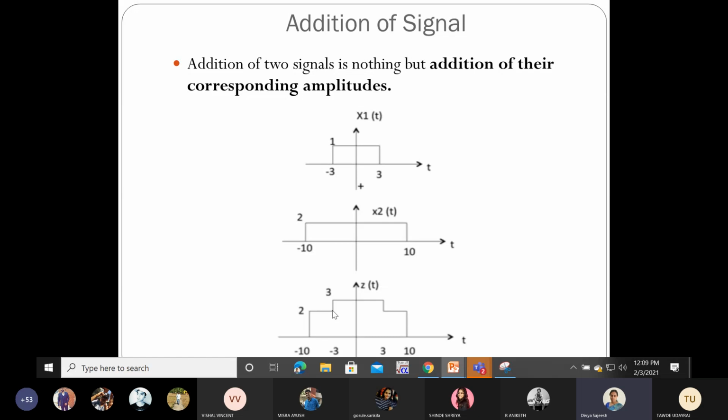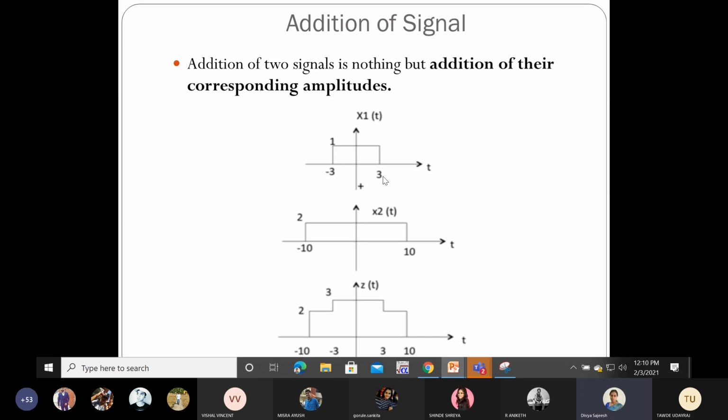Now the signal amplitude z of t, instead of 2, will shift to 3. So that 3 will continue till which interval? Till t equal to 3. Okay, because x1 of t extends up to 3 only. So till 3 only the first signal is existing. So its amplitude will get added to the second signal only in the interval -3 to 3. So -3 to 3, the z of t amplitude will increase to 3.